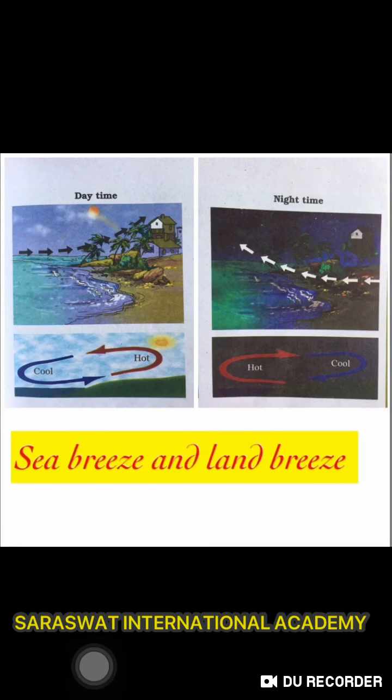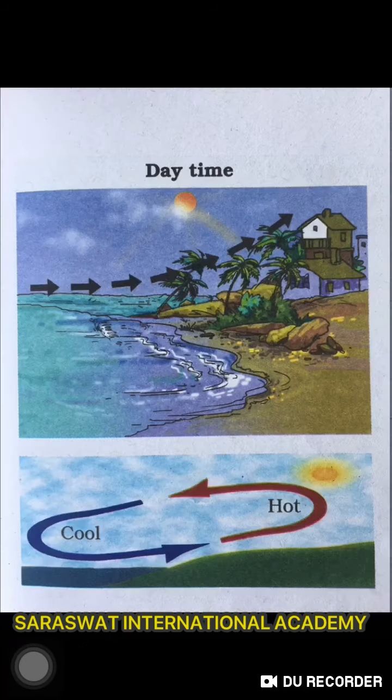The people living in the coastal areas experience an interesting phenomenon. During the day, the land gets heated faster than the water. The air over the land becomes hotter and rises up. The cooler air from the sea rushes in towards the land to take its place. The warm air from the land moves towards the sea to complete the cycle. The air from the sea is called the sea breeze.